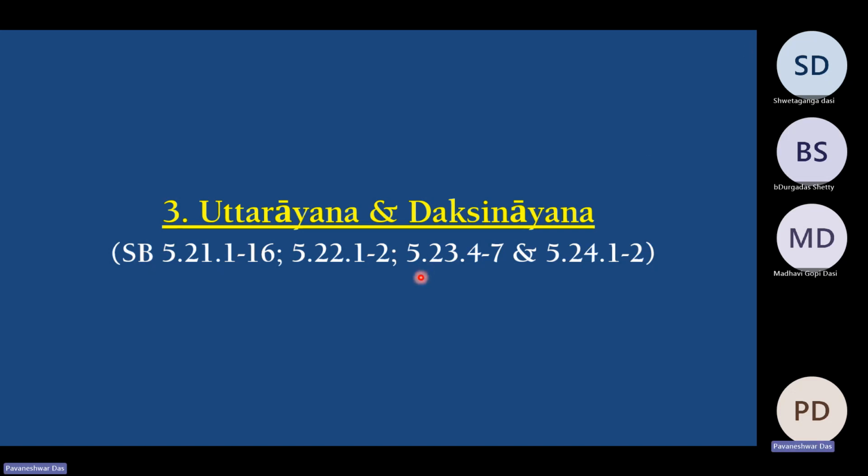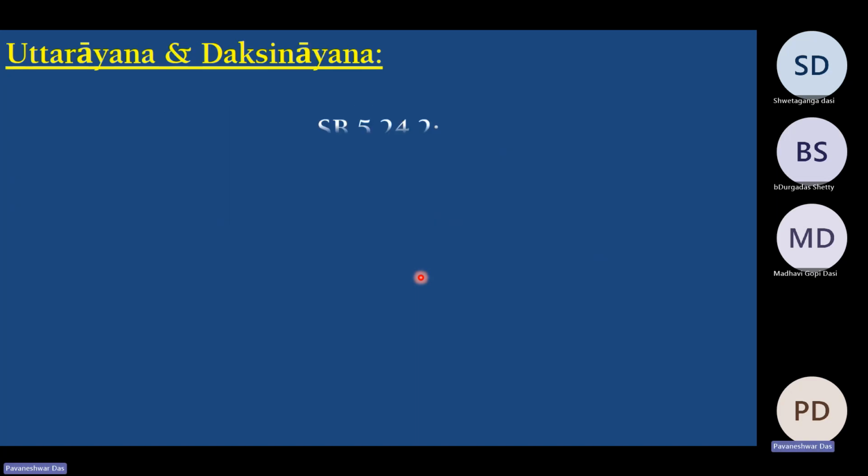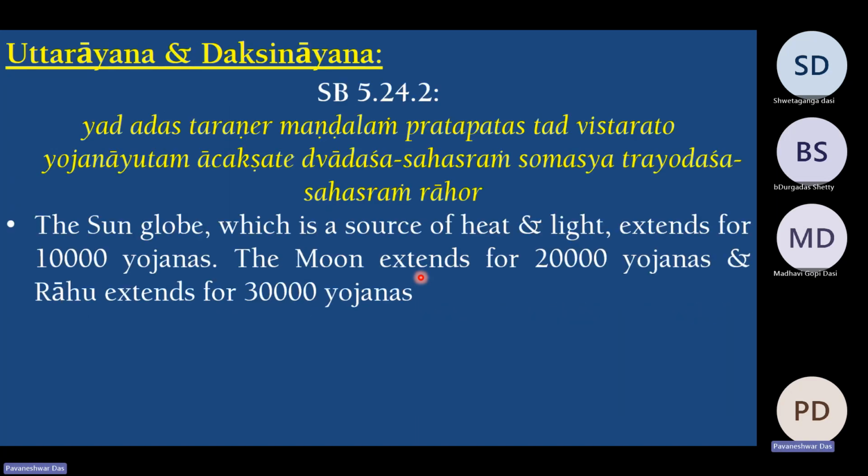And in Srimad Bhagavatam, in the 24th chapter, there is one shloka that gives a hint about this. The sun, moon, and Rahu Ketu go through Uttarayana and Dakshinayana. This one shloka opens up the understanding of Uttarayana and Dakshinayana, which helps us understand how the seasons are changing and how eclipses are happening. It is like a seed verse for both concepts. This verse says the sun globe, which is a source of heat and light, extends for 10,000 yojanas. The moon extends for 20,000 yojanas. And Rahu extends for 30,000 yojanas. This is one verse giving some information, but it has so much inside it.